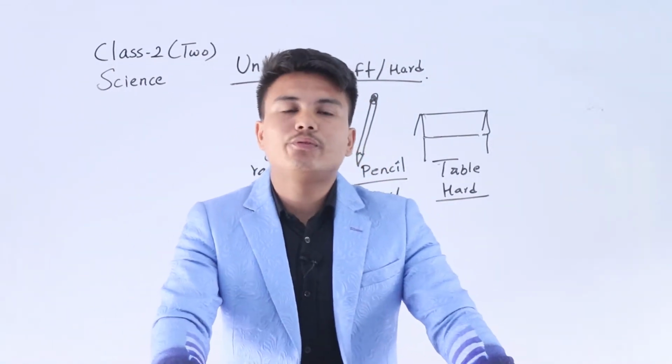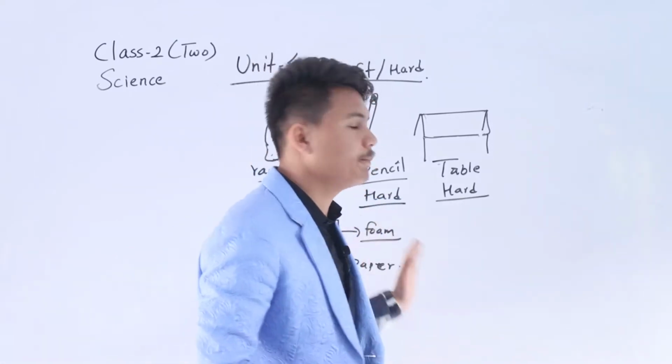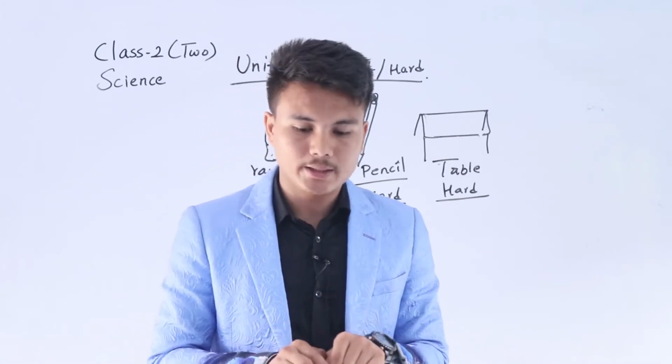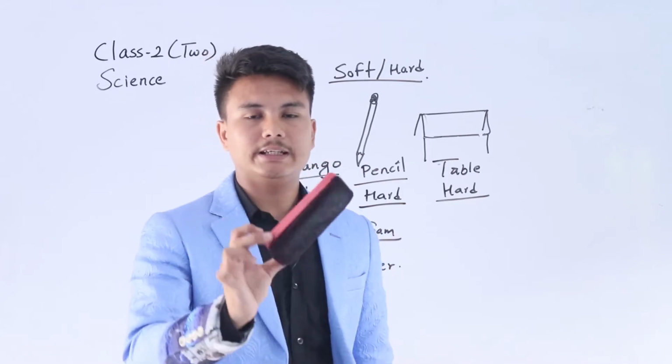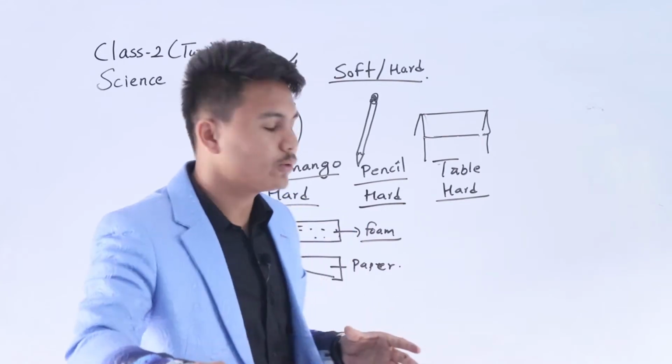So how do you find hard or soft? Basically, we find hard or soft by either touching it or pressing it. Okay, for example, this duster is hard or soft. How could we find? Either we have to see it or we have to touch it. We have to press it. Otherwise, we could not find it.